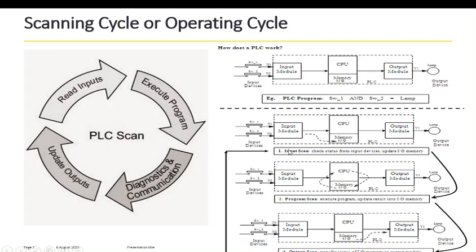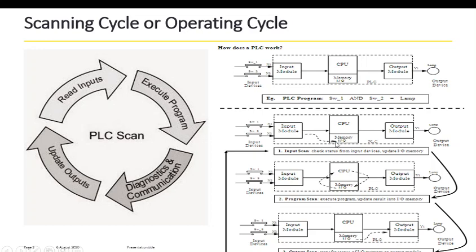Okay, so next one is the execute program. Okay, so what is this execute program stage? What the CPU will do, it will scan the IO memory. Okay, so it will not directly take the input from the input module. It will only read the status of the IO memory. If input has arrived, logic 0 or logic 1, logic 0 means input has not arrived, logic 1 means input has arrived.